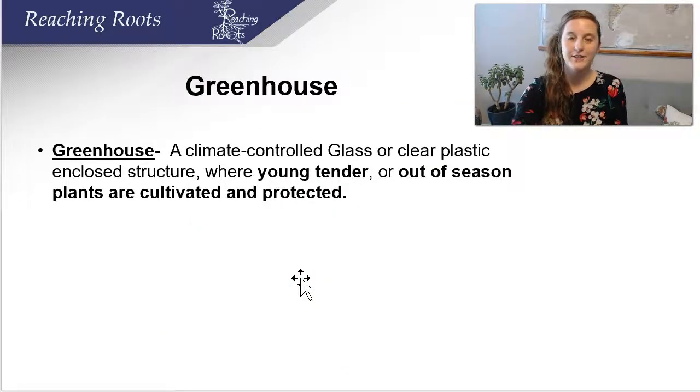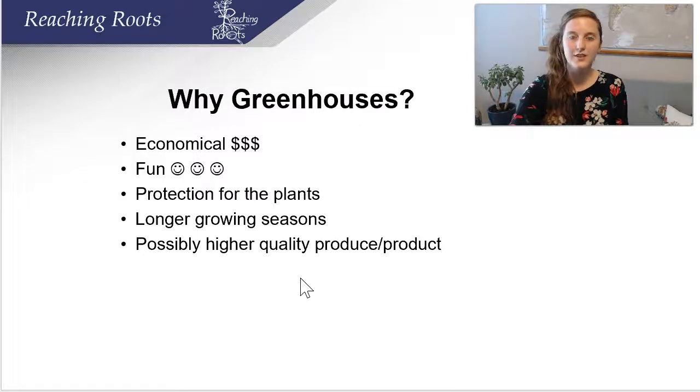So greenhouse, the definition, is a climate-controlled glass or clear plastic enclosed structure where young, tender, or out-of-season plants are cultivated and protected. A tender plant basically means a plant that is not very tolerant to the weather that's going on outdoors. So let's talk a little bit more about why greenhouses are important or something that horticulturists invest in.